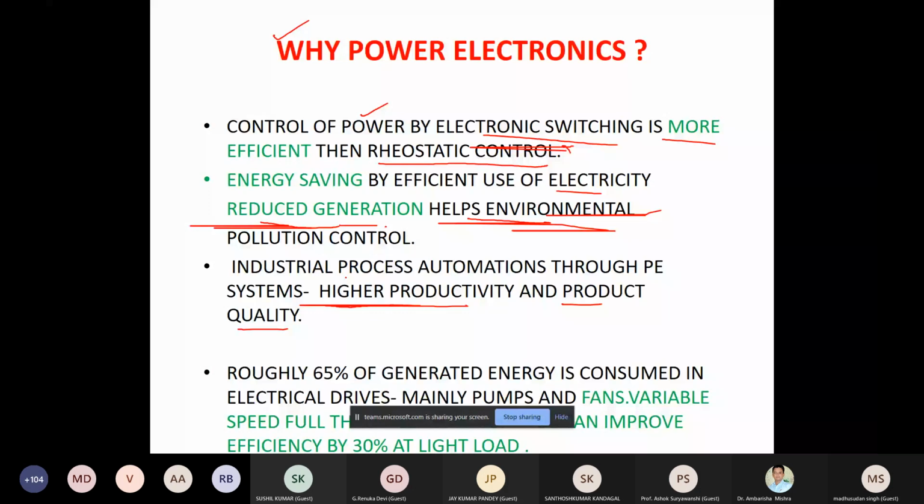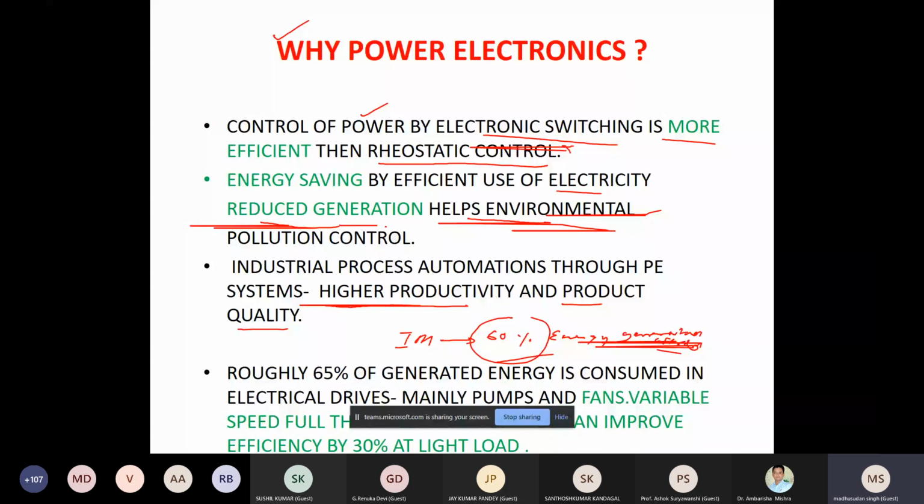Now, you also have that roughly 65% of generated energy is consumed by electrical drives. Hope you know the induction motor consumes almost 60% of the energy generated over the world. So you can assume that this is a machine which is consuming 60% of energy all over the world. And if you adopt any efficient means to control such machines, there is a huge scope for energy saving.